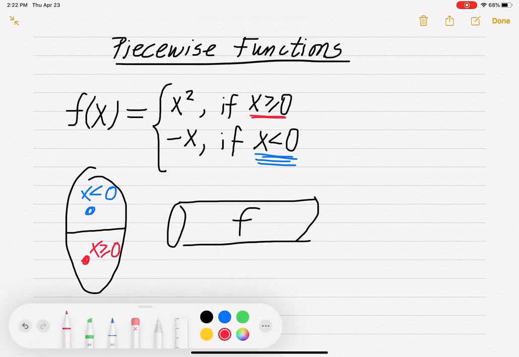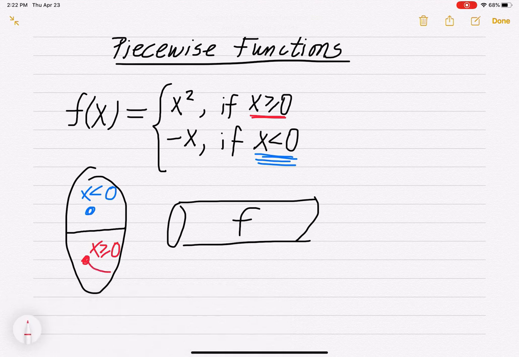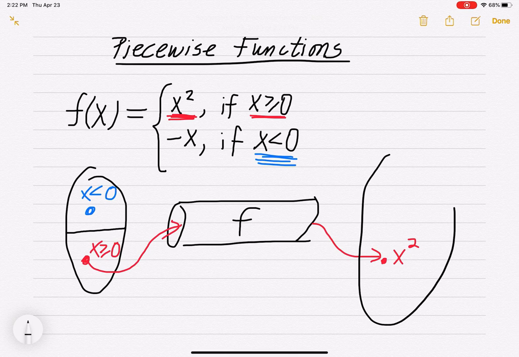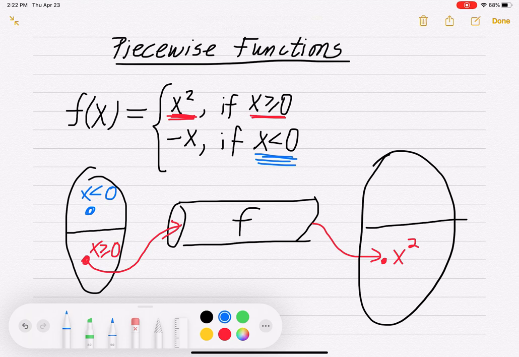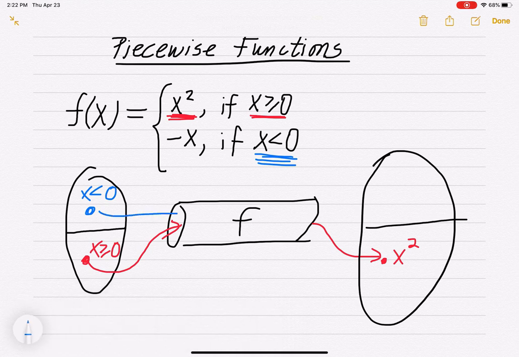So if I get an x value that's greater than or equal to 0, I plug it into the machine, and out the other side it gives me x squared. So over here we have the output. I'll make a little set here. If I plug in an x value greater than or equal to 0, the outcome is x squared. And what happens if I plug in an x value less than 0, a blue value? It goes into the machine and comes out the other side as negative x. It flips the sign on the input to get the output.